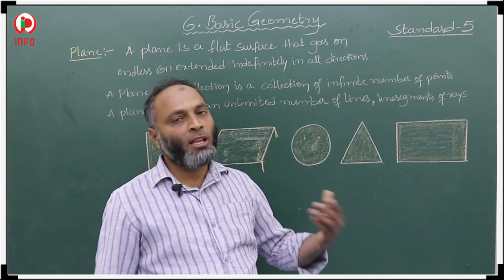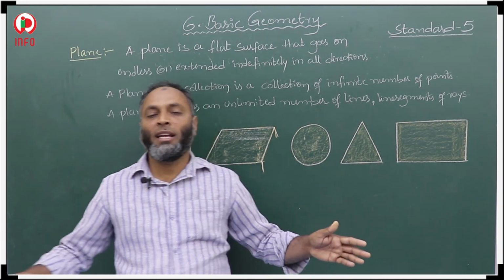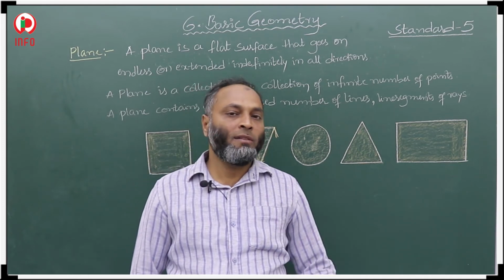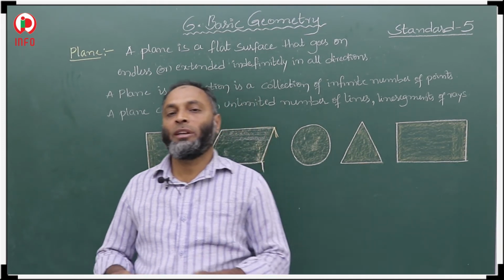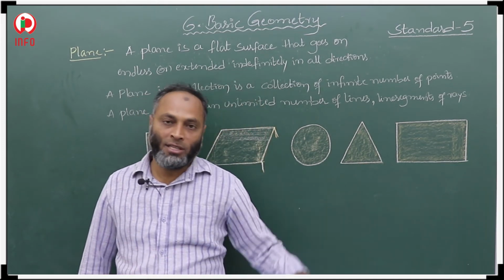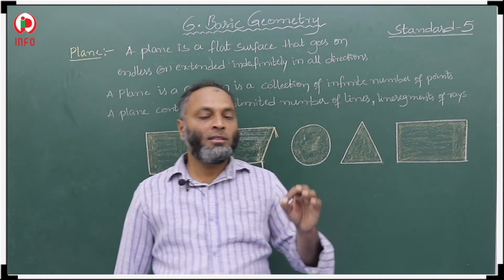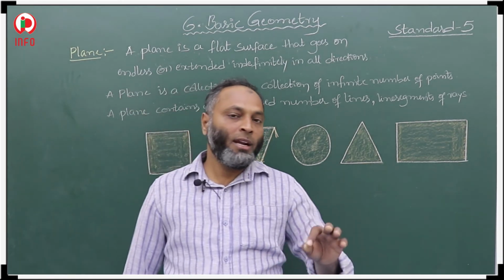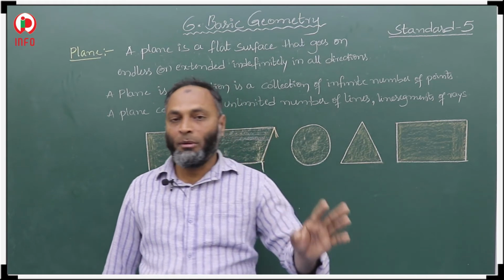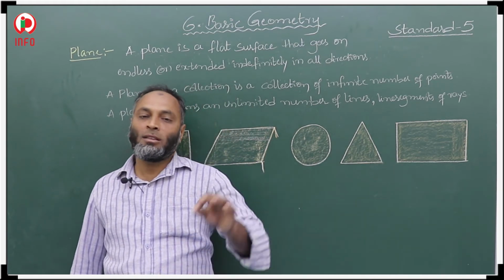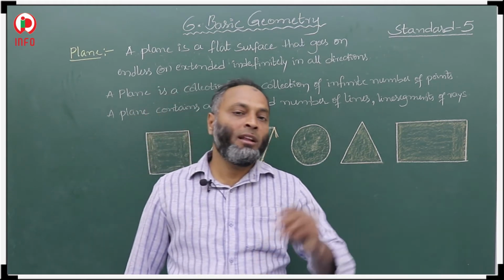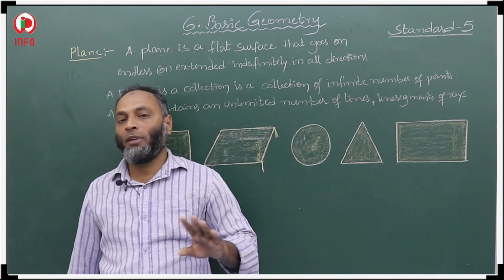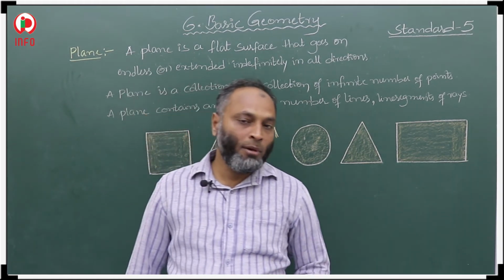In that way, if you join infinite line segments together, then you form a flat surface area. Otherwise, if you join infinite lines together, you form a flat surface area. If we join infinite points, we form a plane. Infinite line segments, we form a plane. Infinite rays also, if we join them, we form a flat surface area, that is a plane.